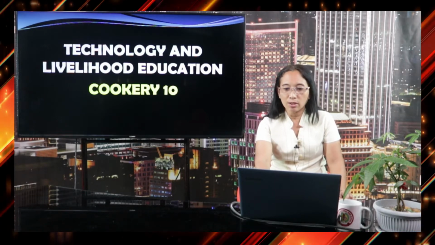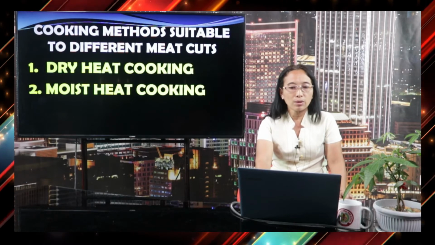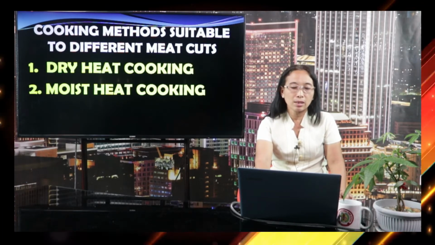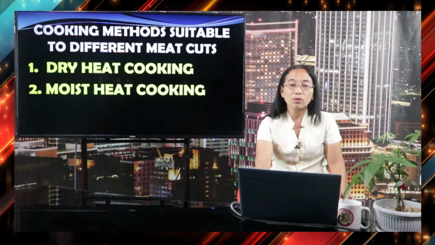Very good. The topic that I'm going to discuss to you today is about cooking methods suitable to the different meat cuts. In cooking meat dishes, methods of cooking meat should be selected based on the initial tenderness of the cut. There are 2 cooking methods suitable to the different meat cuts. We have the dry heat cooking and moist heat cooking.